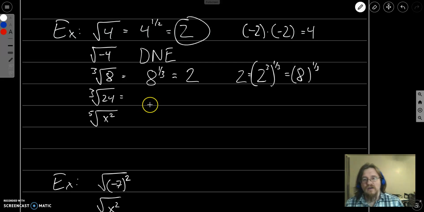However, I'm going to simplify this in the following way. 24 is in fact 8 times 3.